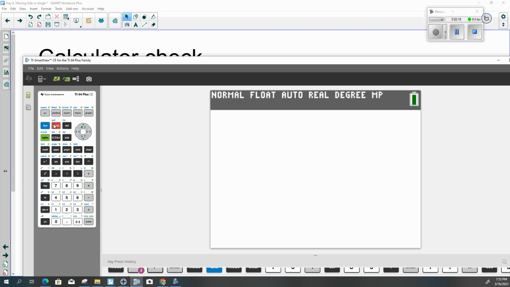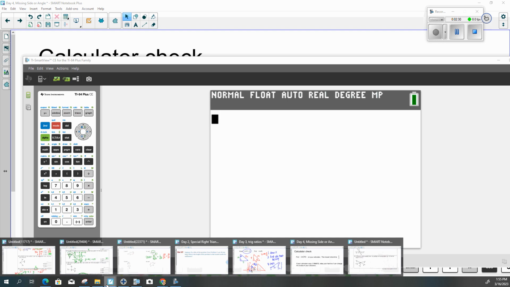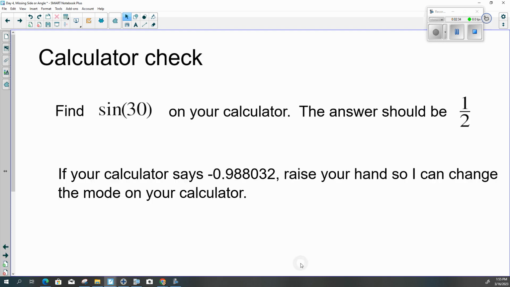Claire will take you out also? Okay. We need them to be in degree, yes. So if yours says radian, go into mode and change it to degree so you can get the right answers today. You don't want to do all this hard work. I do not know why I have so many tabs open.